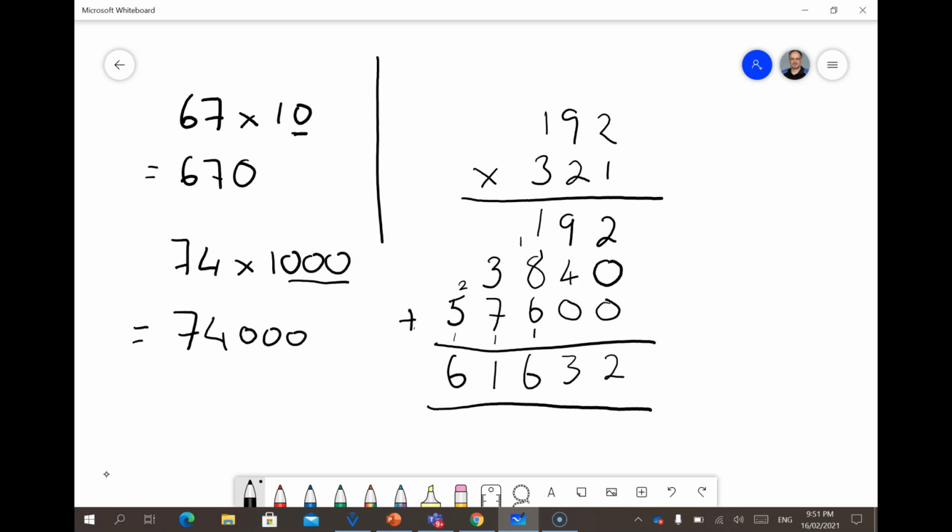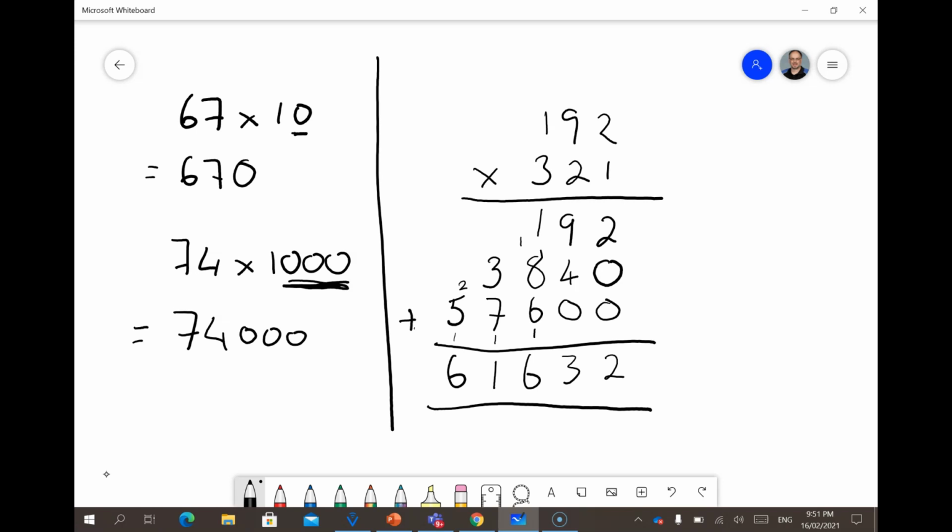So that's our 2 concepts for today. The first easy one over here is if we're multiplying by a factor of 10, or a multiple of 10, I should say. It's simply a case of looking at how many zeros make up our multiple of 10 and placing that many zeros on the end of the other number.